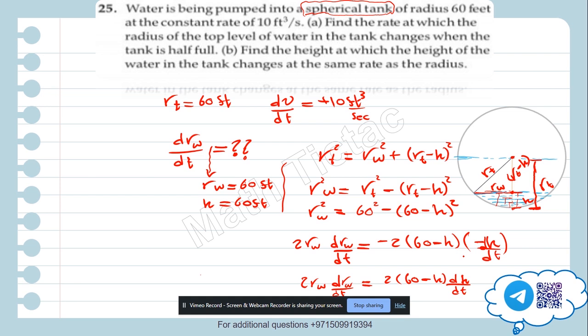Now, do we have r of water at that time? Yes, we have 60, because they are saying find dr over dt when the tank is half full. So r of water is equal to 60. Do we have the value of dr over dt? We need to find that. Do we have the value of h? Yes, we have the value of h. Do we have the value of dh over dt? No, they haven't mentioned anything about dh over dt. So we need to find dh over dt.